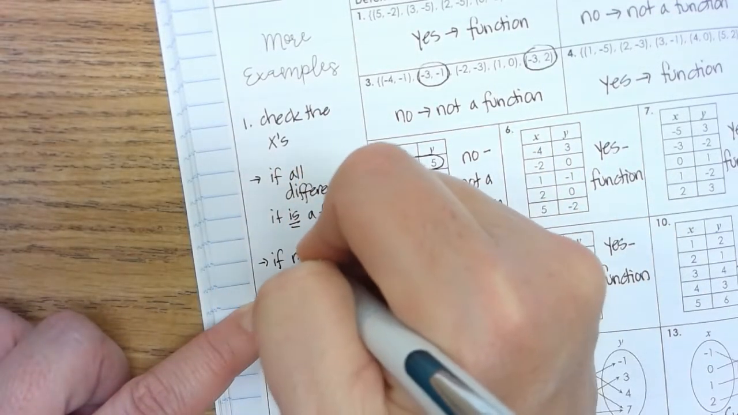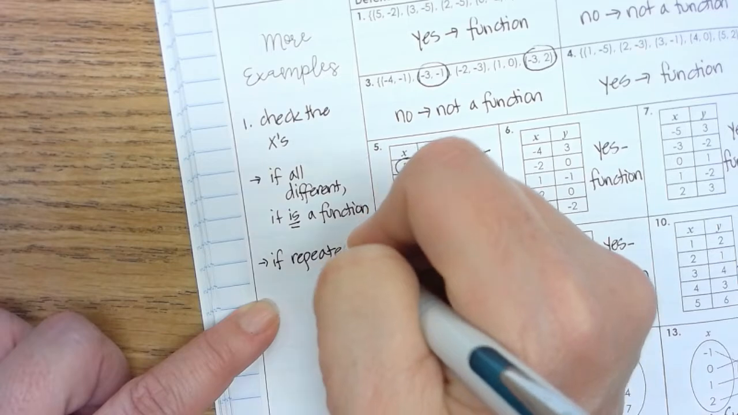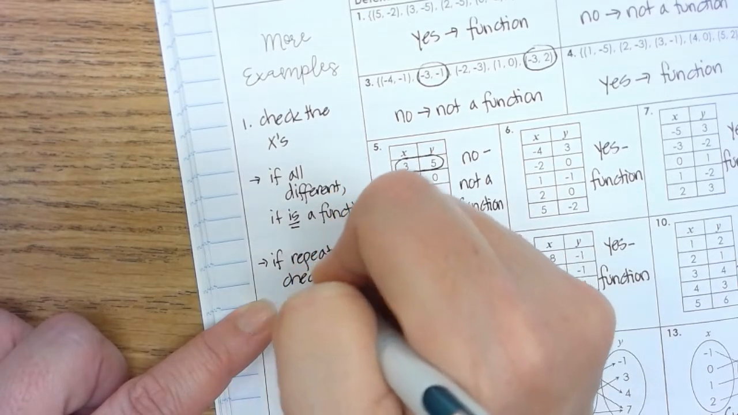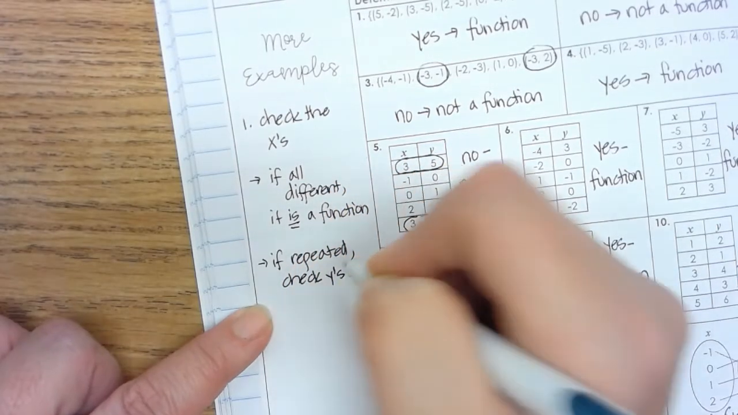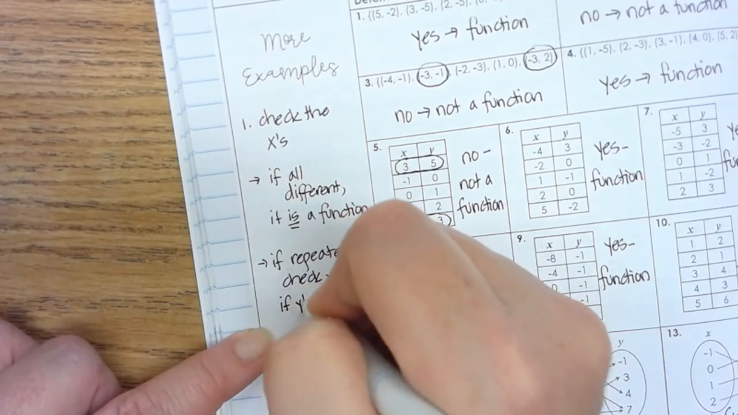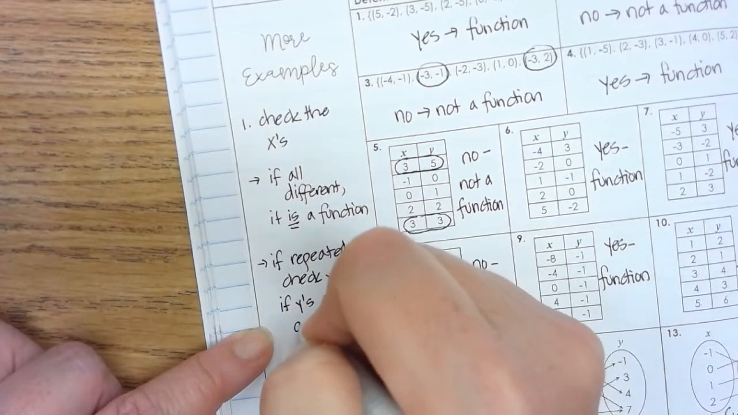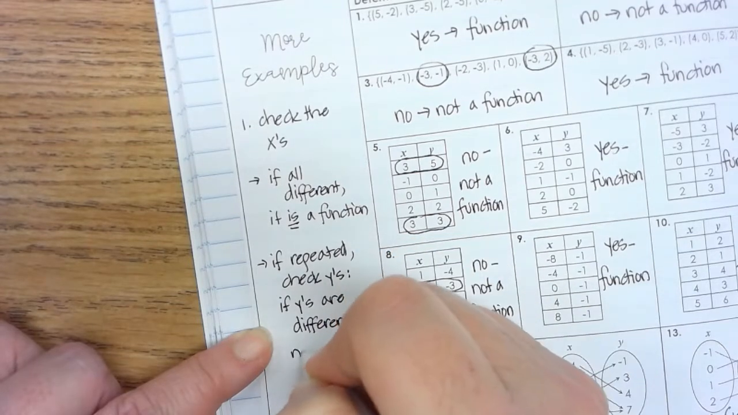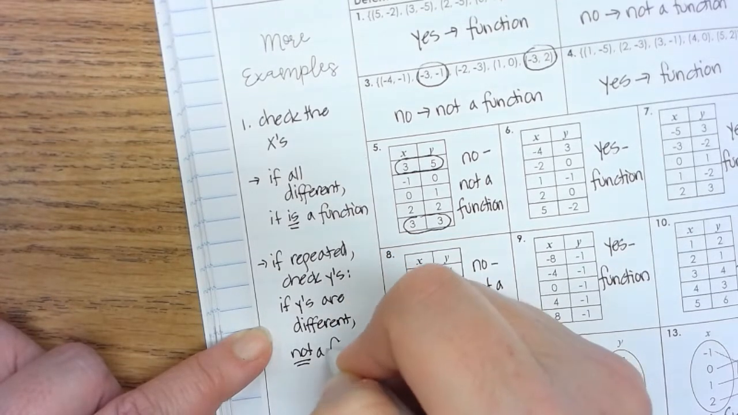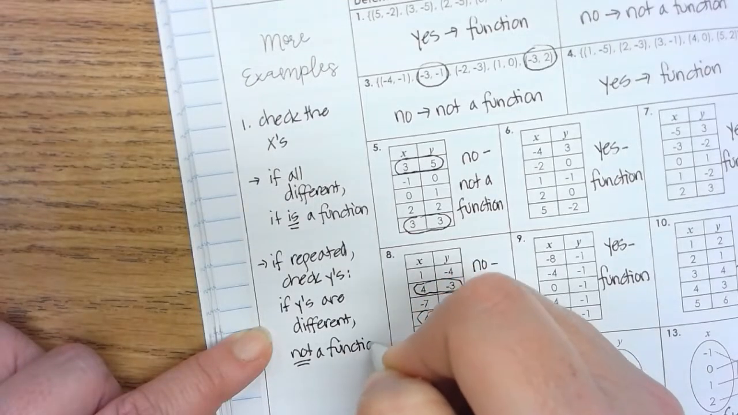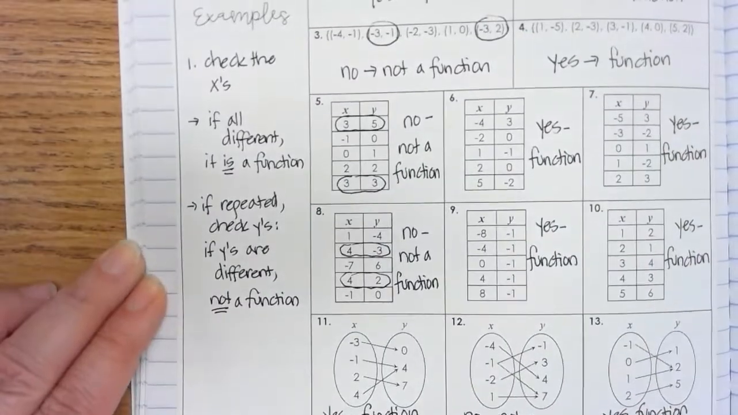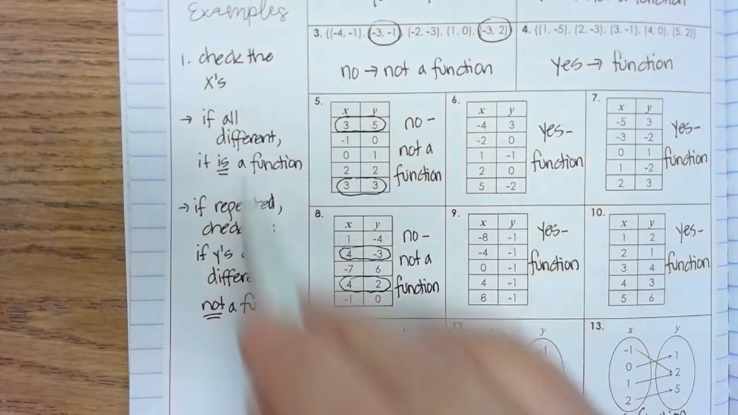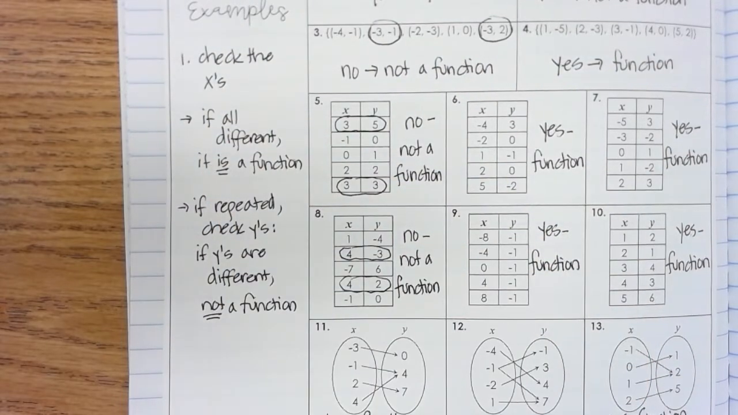If repeated, check y's. If y's are different, not a function. All right, take a moment, click pause, and take a second to jot all of that down, and then I'll meet you on the next page.